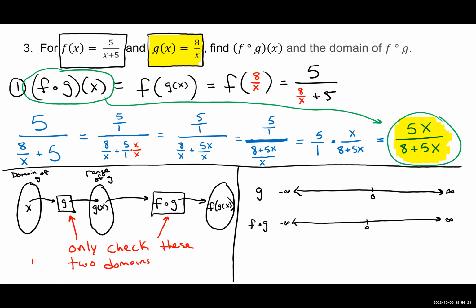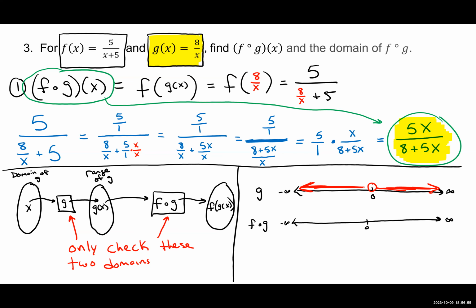So for the g function, x could be any number except 0, right? Because you have 8 over x. So you can't replace x with the number 0, but you could replace x with any positive number. Also, any negative number. But 0 doesn't work.